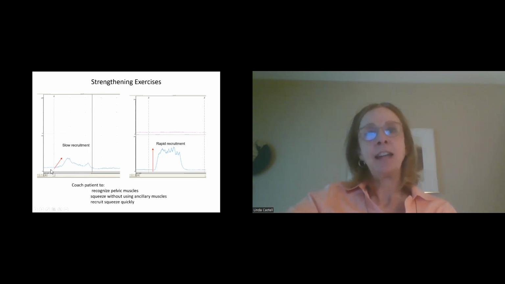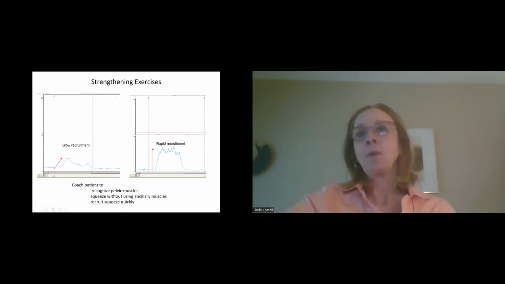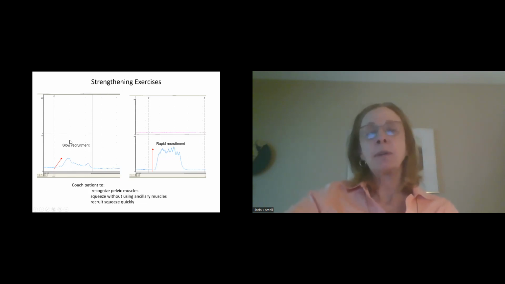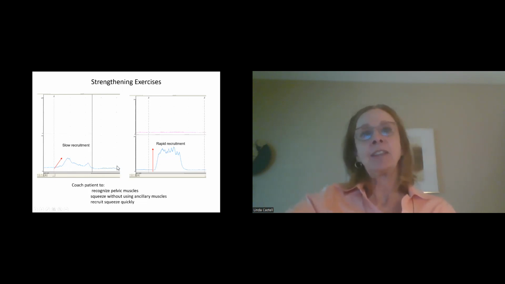So this patient here, they're squeezing, but it's taking a long time for that muscle activity to really increase. We're going to try to teach them, next time you squeeze, squeeze that muscle a little quicker. I want a more rapid recruitment, something that looks more like this on the right. With our teaching, we're just going to get them to not use their abdominal muscles when they squeeze, to produce a quick recruitment.